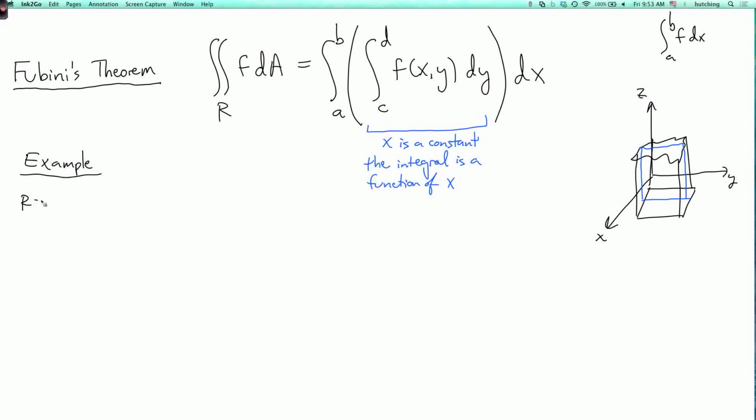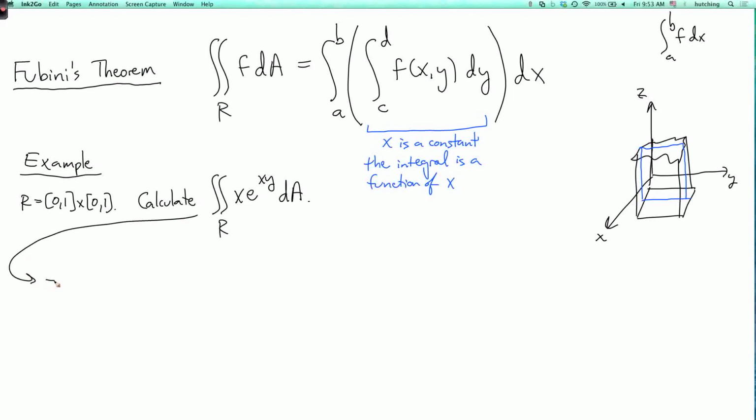So suppose R equals [0,1] cross [0,1]. We're going to calculate the double integral over R of x e^(xy) dA. So what do we do? Well, by Fubini's theorem, this is equal to the integral from 0 to 1 of the integral from 0 to 1 of x e^(xy) dy dx.